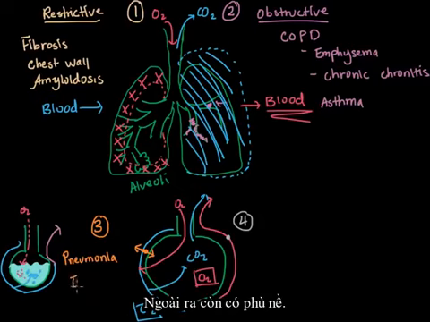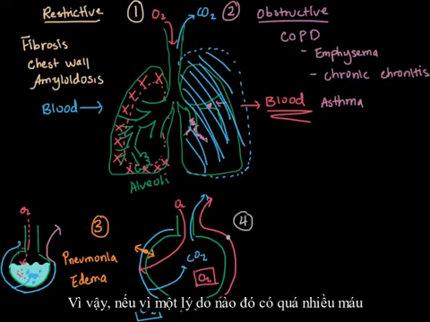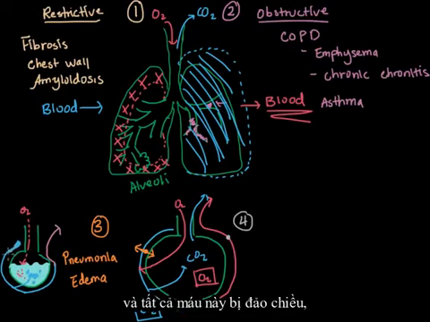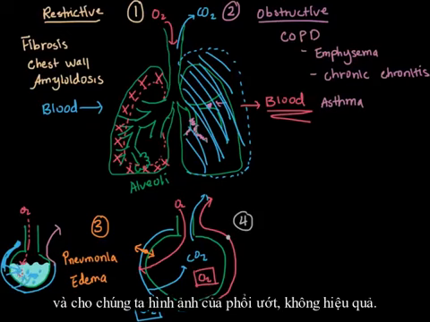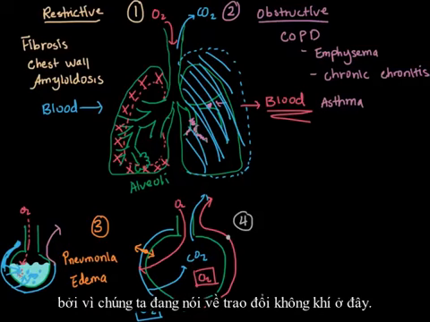There's also edema. Edema is a general word for fluid being where it's not supposed to be, being pushed out. So for some reason, if there's too much blood in the blood supply, let's say your heart is not working well and all this blood is backed up, then it will flow into the air sac where it does not belong and give us this picture of a wet, inefficient lung. Usually, the lungs work best when they're dry because we're talking about air exchange here.